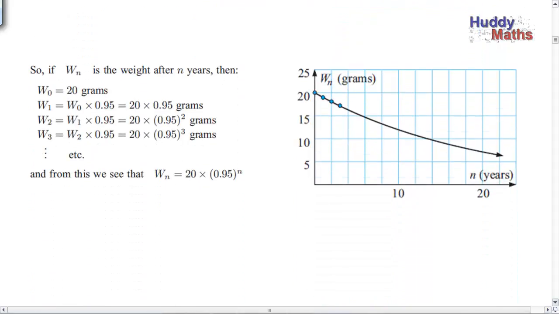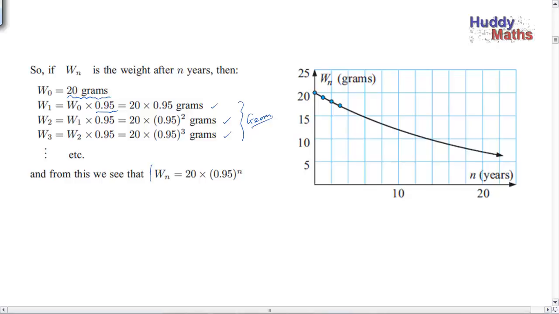And here's another one. Here's our radioactive material, radioactive isotope, 20 grams of it, and after each year it loses 5% of its weight, so we're going to multiply by 0.95. And we would have this, and then this, geometric sequence again, isn't it? This time it's got a fraction, 0.95, which is the constant ratio there, or the constant multiplier if you like.